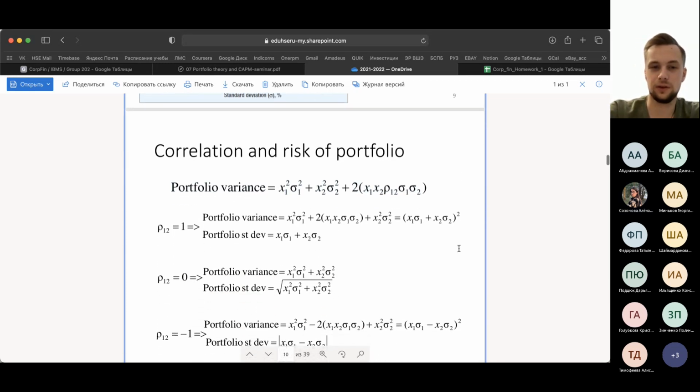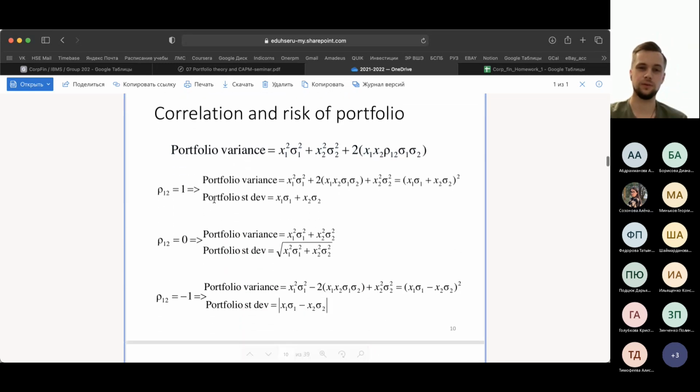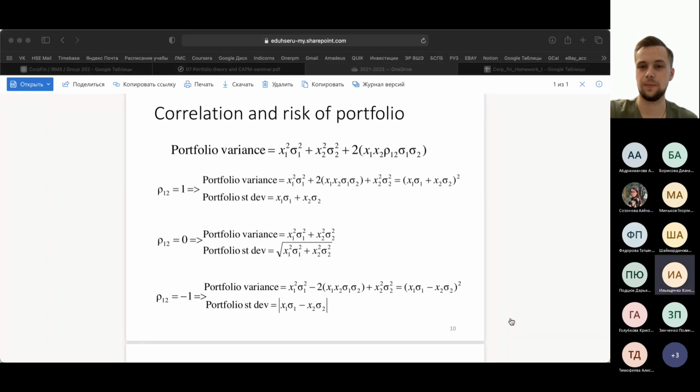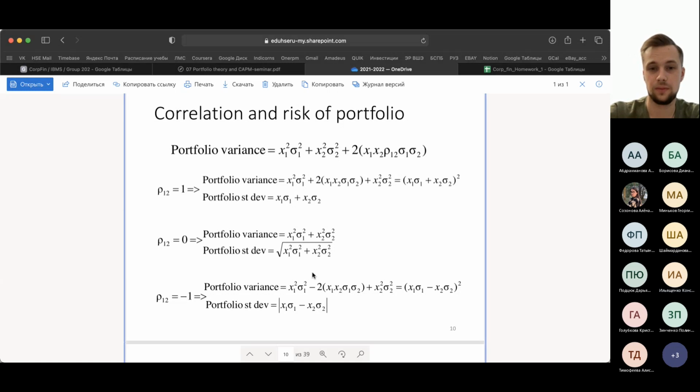Actually, in the cases of perfect positive, perfect negative, and 0 correlation, we can use simplified versions. So maybe someone has solved it with the simple versions. No? It's so difficult to calculate it in Excel with different formulas, when we can just use the simple one. Yeah, but actually this is longer than the simple one.